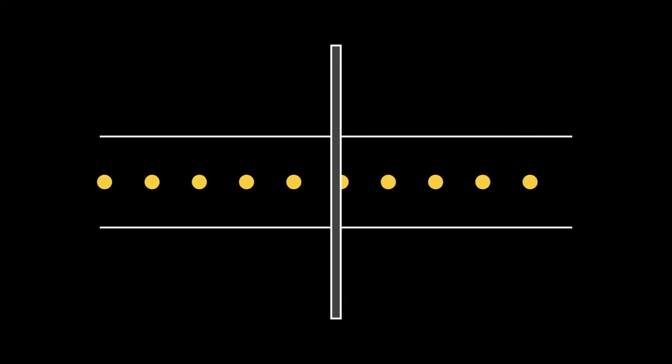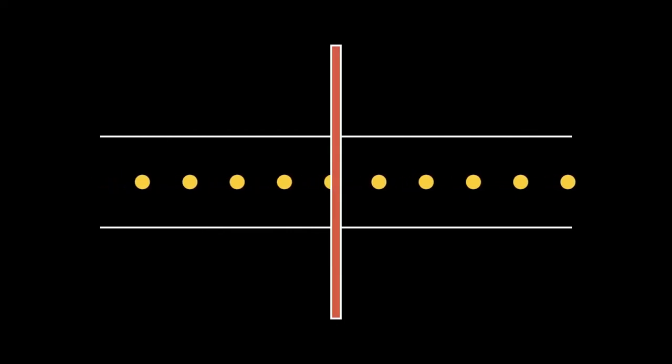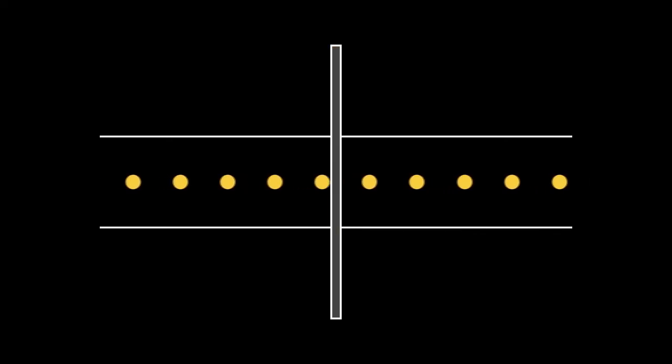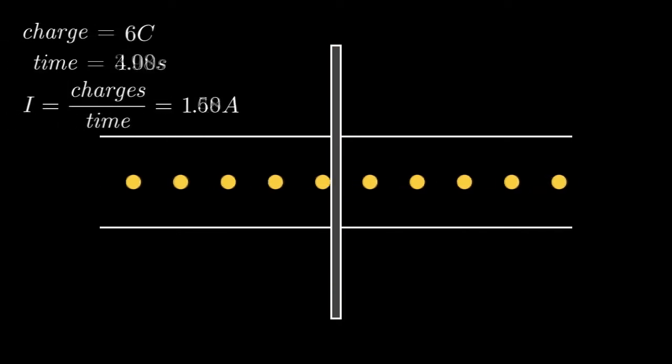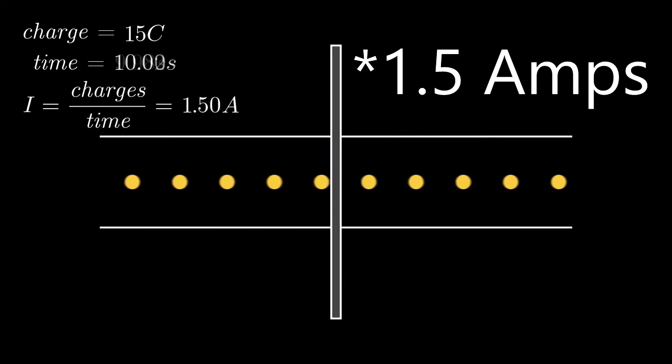If I speed up the particles, you're going to see how the boundary is crossed faster, so there are more charges that go through it every second. In this case, current goes up to 1.5 amps.